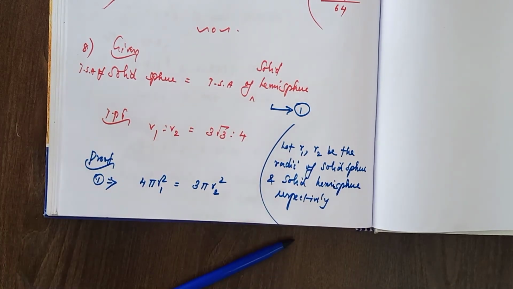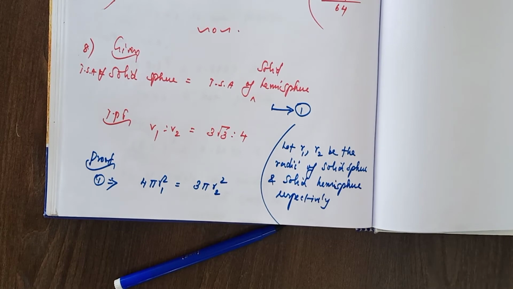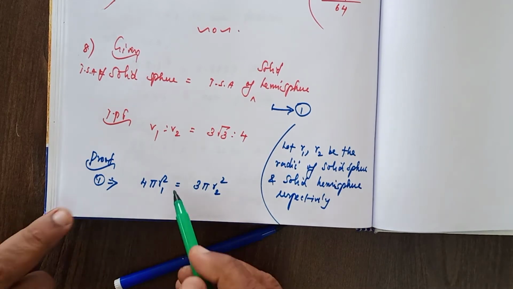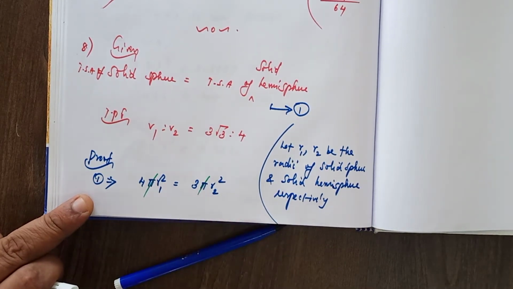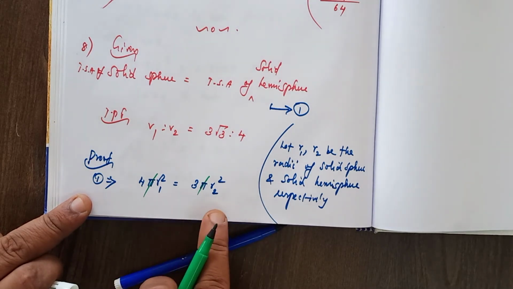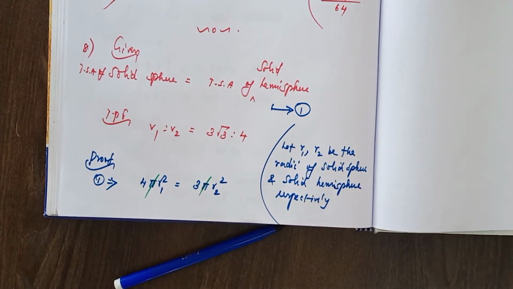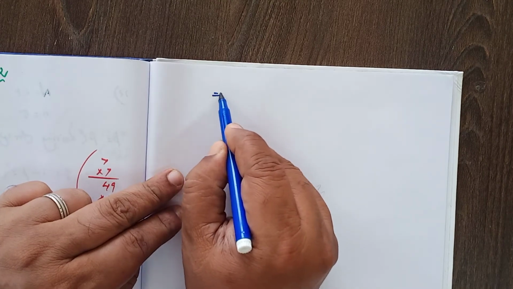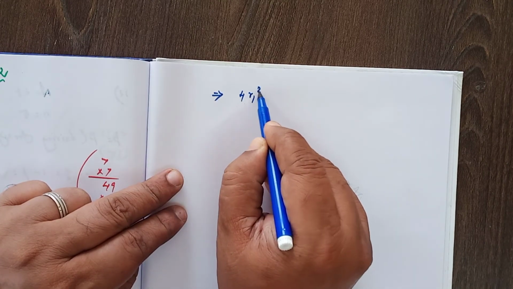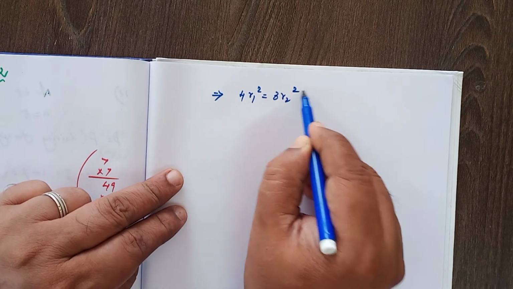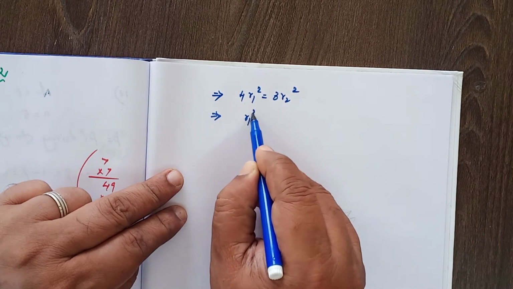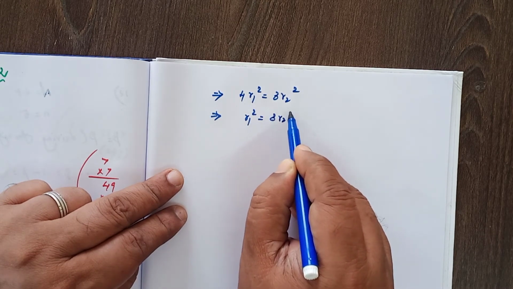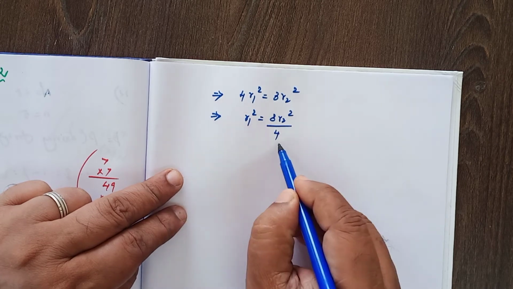Okay. Now you can cancel that 3 pi. Sorry, pi alone you can cancel. Pi gets cancelled. Therefore, 4 r1 square equals 3 r2 square, which implies r1 square equals 3 r2 square divided by 4. 4 comes to the denominator.